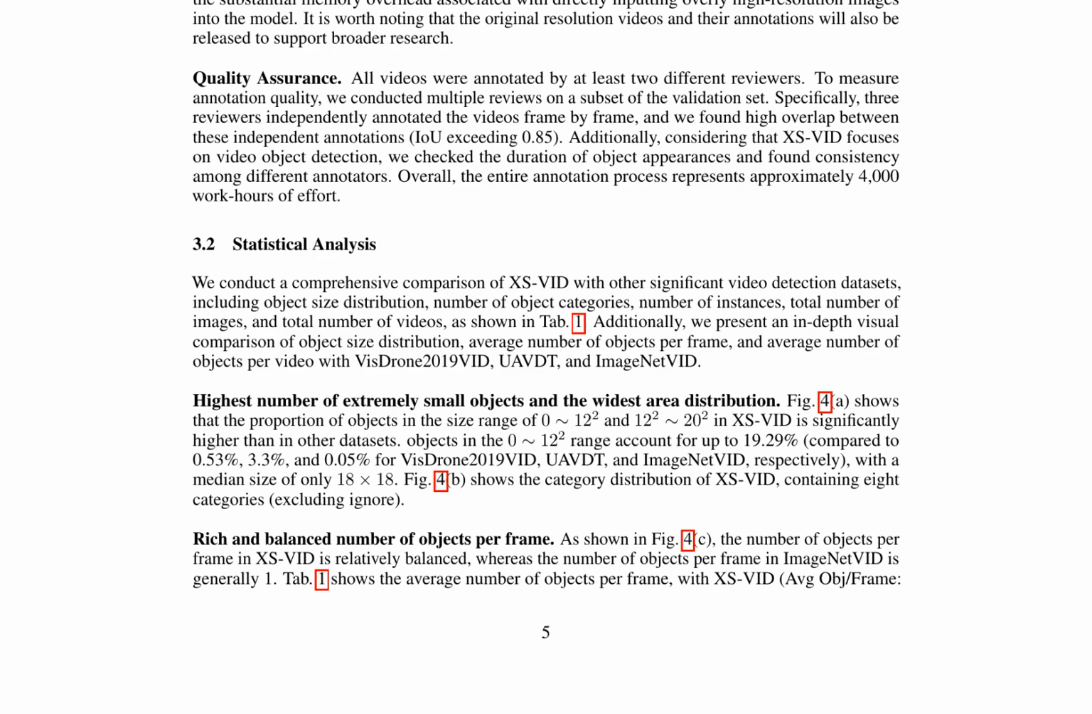Visual comparisons of object size distribution, average number of objects per frame, and average number of objects per video with VisDrone 2019, VID, UAVDT, and ImageNet VID are presented. Notably, XS-VID has the highest number of extremely small objects and the widest area distribution, with a median size of only 18 by 18. The category distribution of XS-VID contains 8 categories, excluding the ignore label, and the number of objects per frame is relatively balanced, with an average of 5 objects per frame.